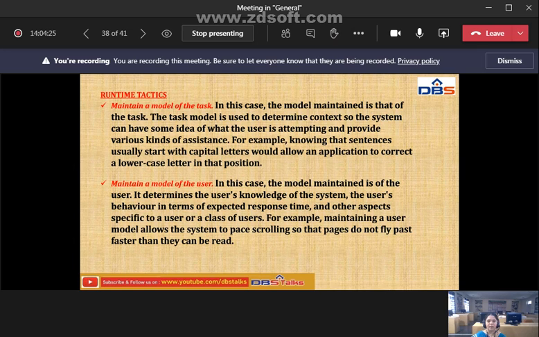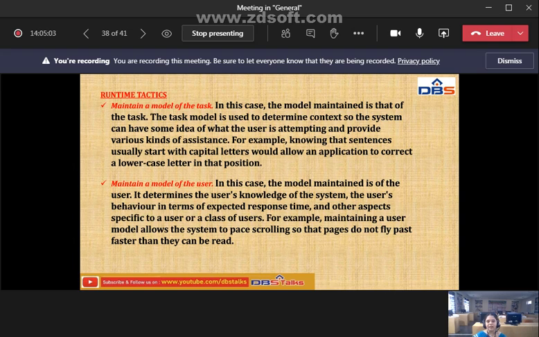In the first case, the task model is used to determine the context of the system. Context means the overview of the particular system's functioning. It can have some idea of what the user is attempting and provide various kinds of assistance. For example, knowing that sentences usually start with capital letters would allow an application to correct a lower case letter in that position.